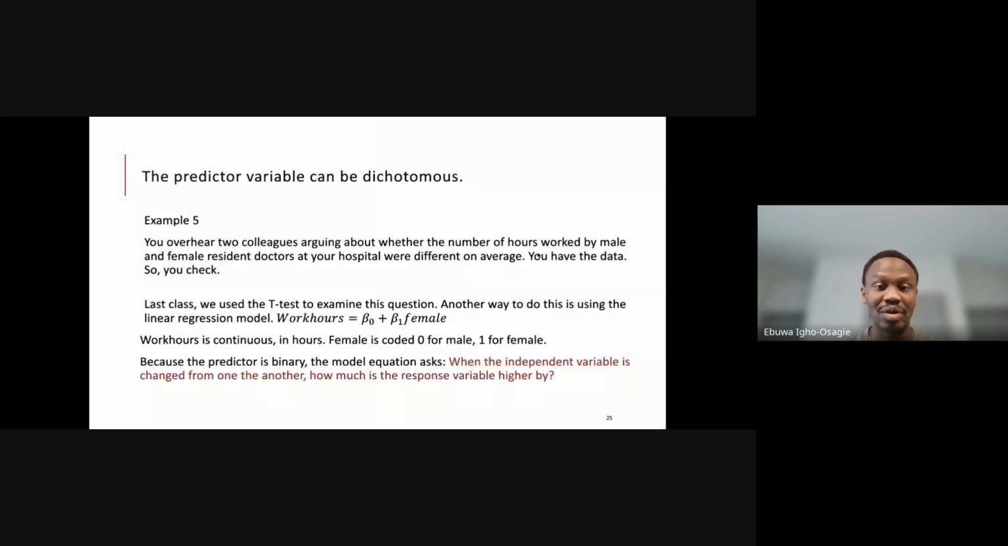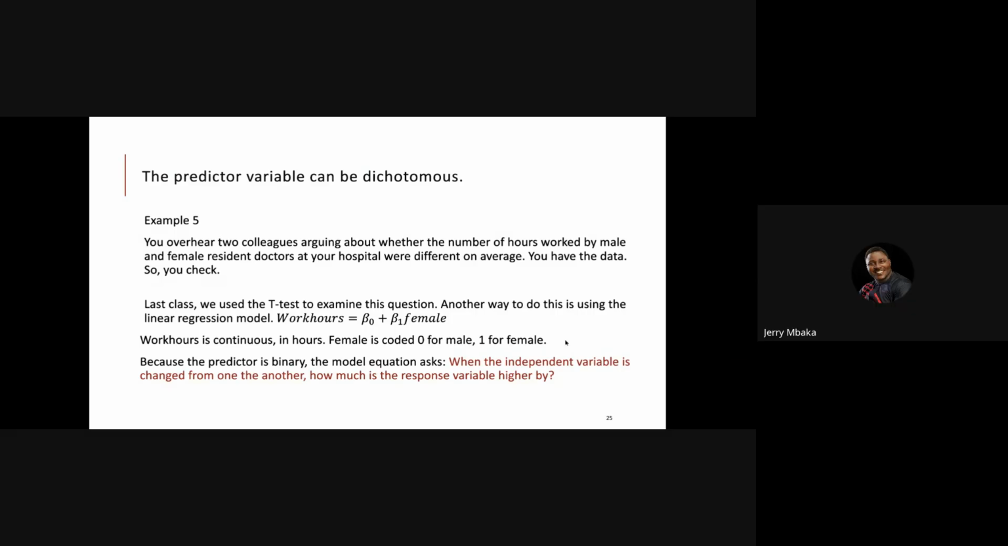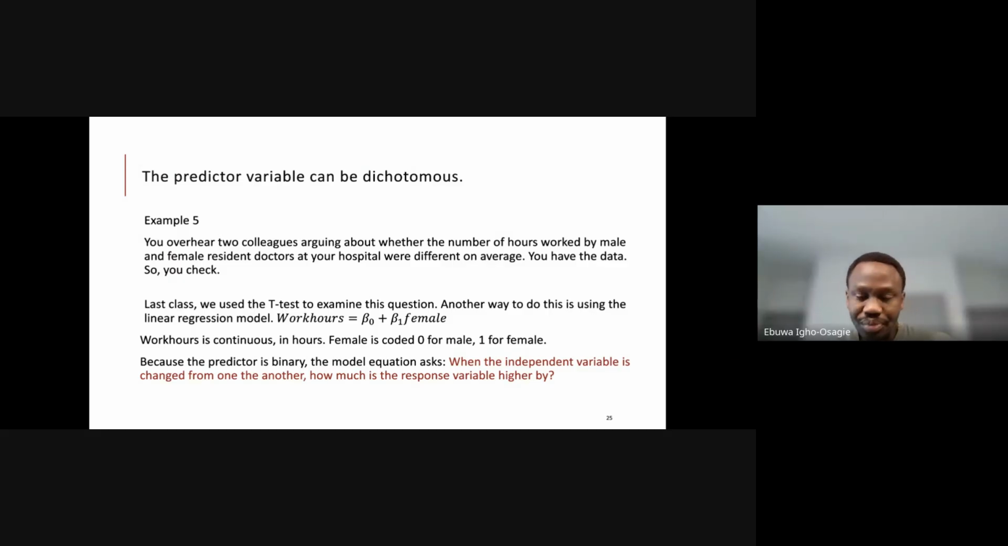I'm going to ask the questions now. Why do we have beta 1 female instead of beta 1 gender? Does anyone know? We want to test for the hours worked by females first. Okay, so you're saying we want to check for the hours worked by females first. Someone else?